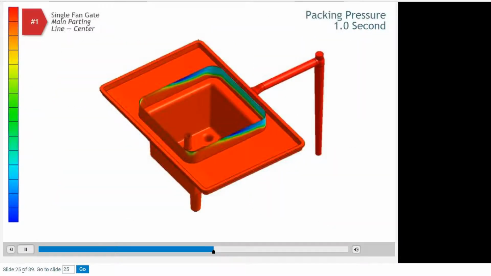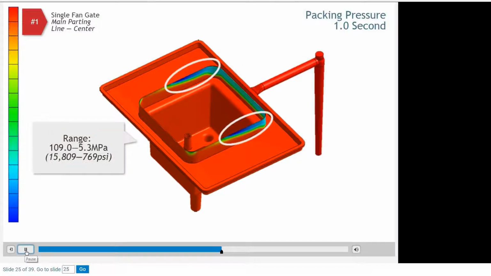The next set of evaluations focuses on the packing phase. Here you can see the packing pressure for the first example at about 1 second after the switchover from filling to packing. The packing pressure range is from 109 to 5.3 megapascals. The lowest pack pressure is in the thin skirt sections on the gate side of the part.